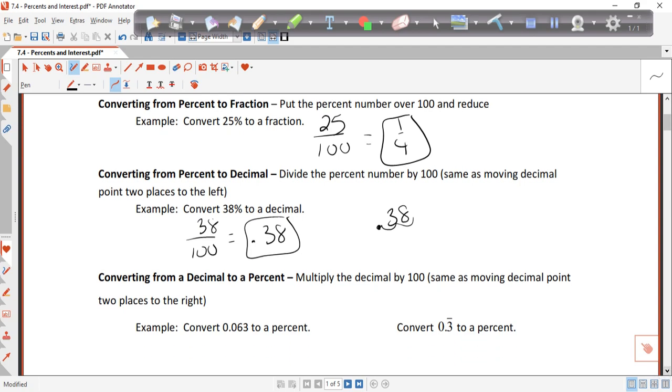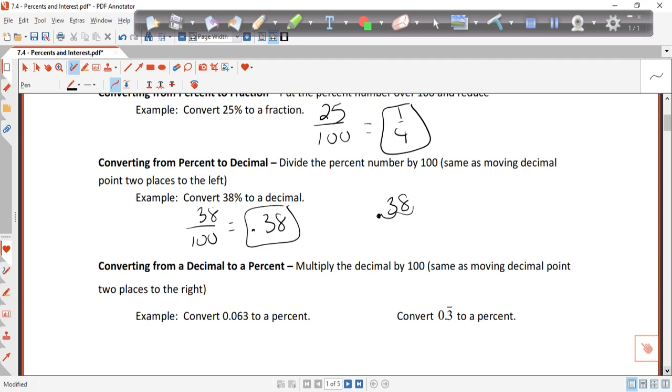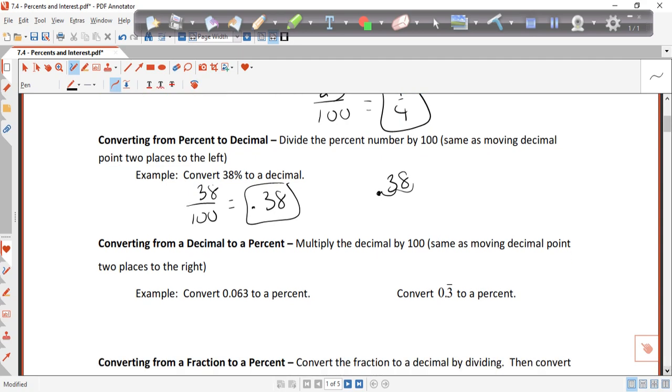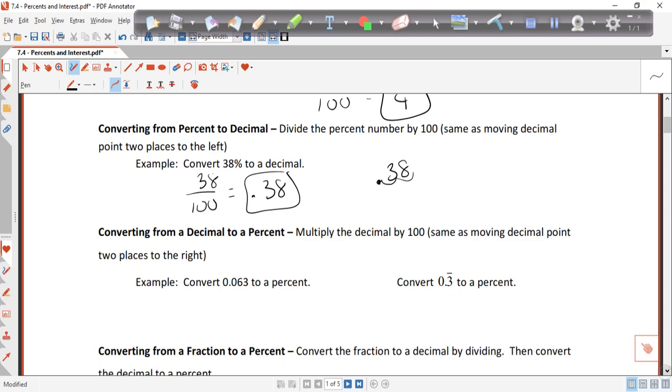Converting from a decimal to a percent, you end up multiplying the decimal by 100, which is the same as moving the decimal point 2 to the right. So 0.063 moves twice this way. That would be 6.3%.